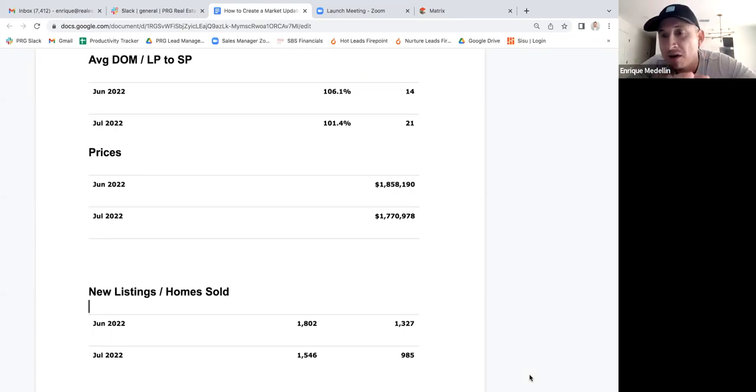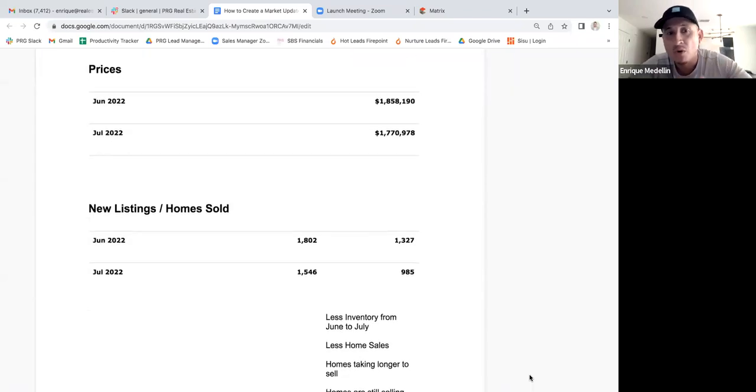In June, it was taking about 14 days to sell a home. Now it's taking about 21 days. So homes are taking a little bit longer to sell. If we look at prices in June, the average price in Santa Clara County was about 1.85 million. Now in July, it was about 1.77 million. So the prices came down.